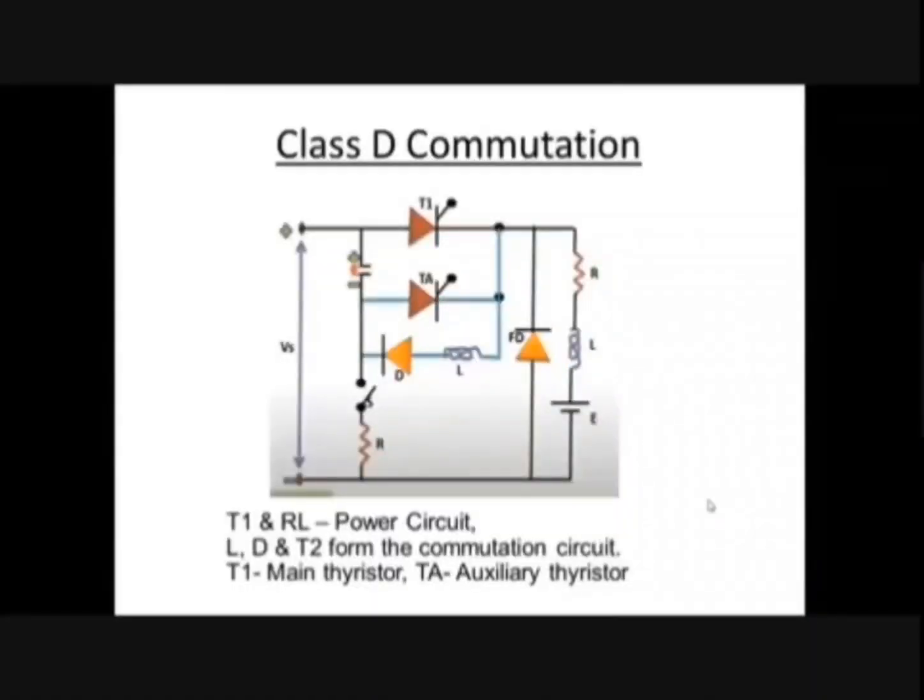In this section, we will have a discussion on the class D commutation and other types. So this is the circuit which will explain the class D commutation. Basically, the circuit is called a voltage commutated chopper. This is a type of chopper circuit. You know what a chopper is? It will convert the fixed DC voltage into variable DC voltage.